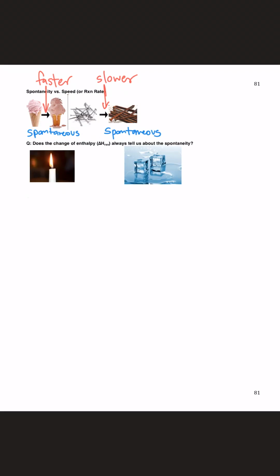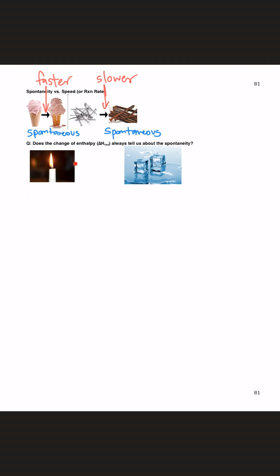Now the question is, what factor will tell us about spontaneity then? We will first take a look at the change of enthalpy for the reaction. Does the change of enthalpy of a reaction always tell us about spontaneity? We will take a look at two examples that will help us answer this question.